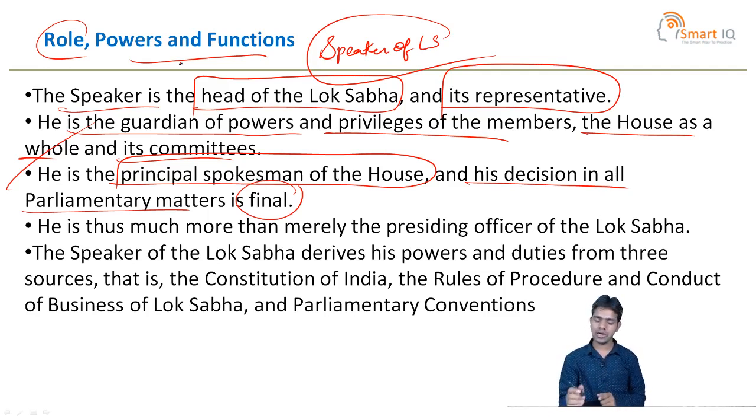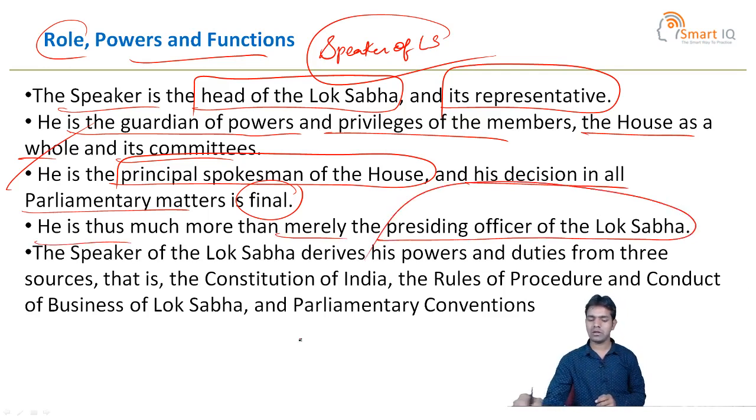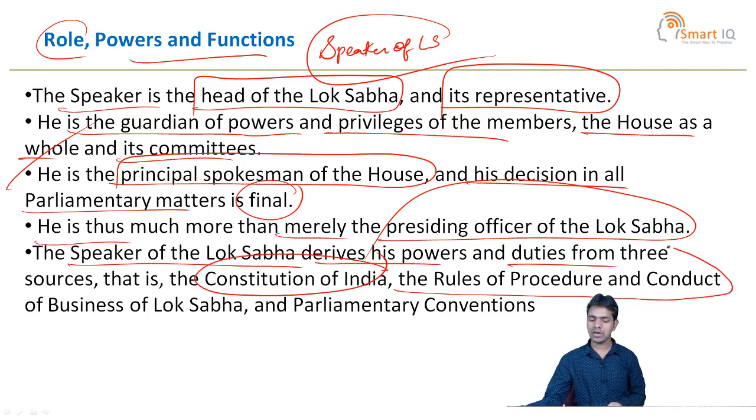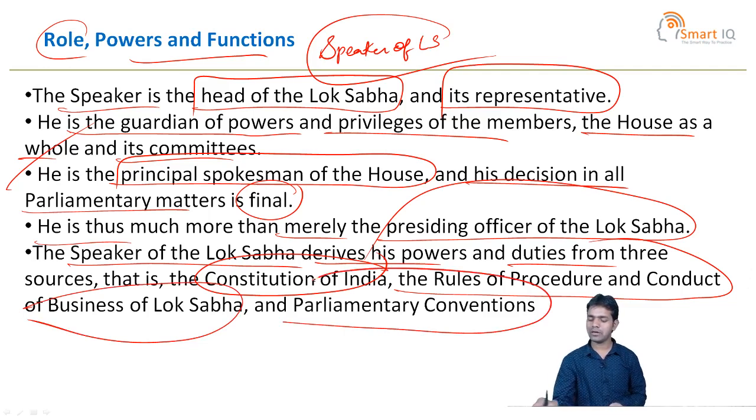Okay, final. And also he is much more than merely the presiding officer of the Lok Sabha. He is also acting as a president of the house. And the Speaker of the Lok Sabha derives his powers and duties from three sources. One is the Constitution of India, second is the rules of procedure and conduct of business of the Lok Sabha, and third is the parliamentary conventions.